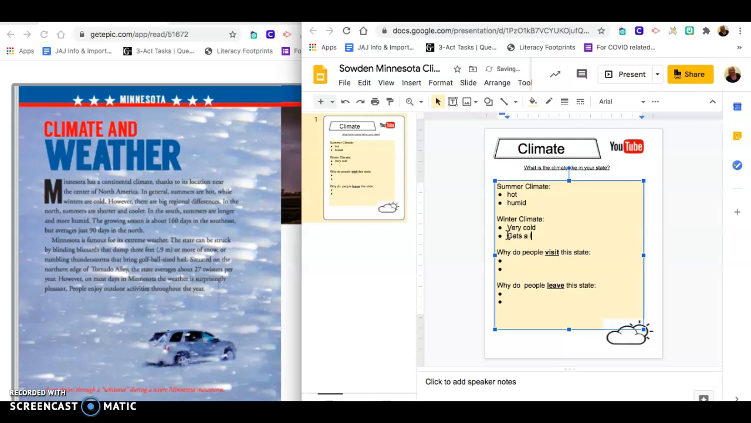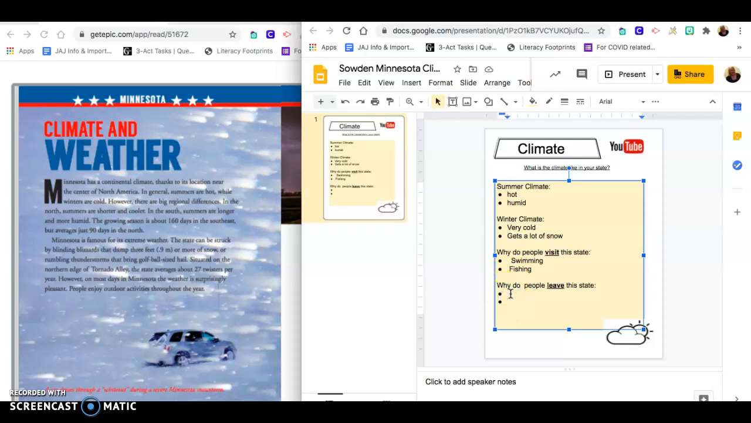Okay, why do people visit the state? So thinking about why people might visit the state, think about in the summertime when it's hot, what kinds of things can people do if they come and visit here? I think they might want to go maybe swimming or maybe even fishing. We have a lot of lakes in Minnesota, and so fishing is something that people might like to do in the winter or the summer. They might do ice fishing too.